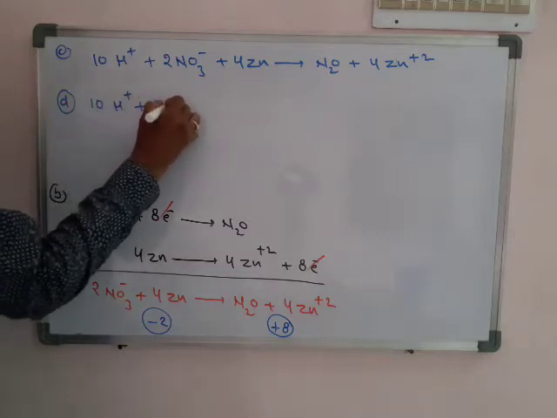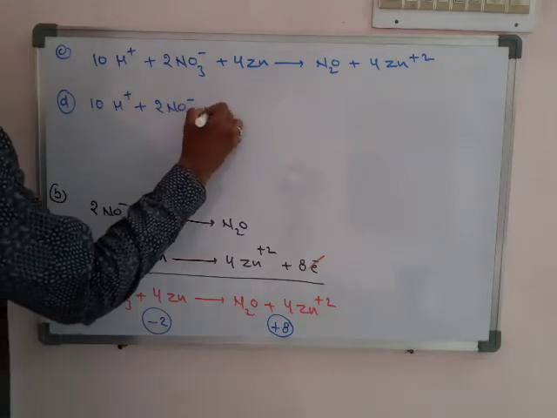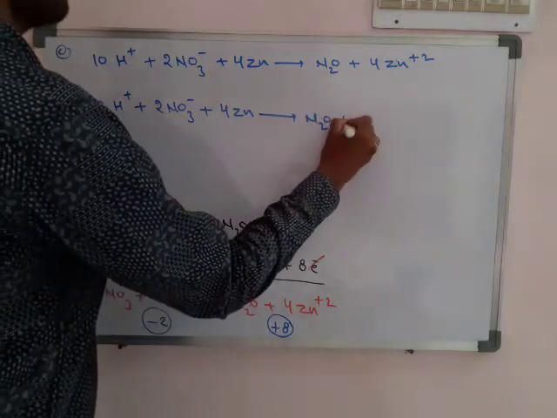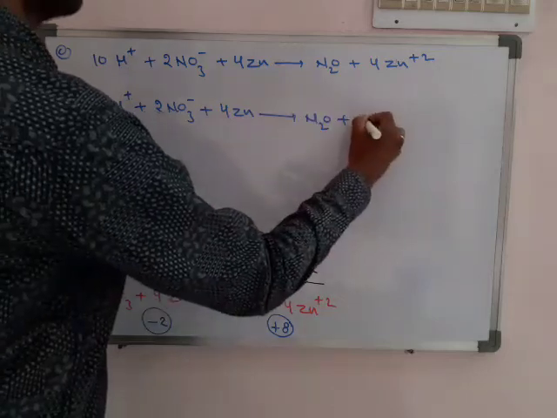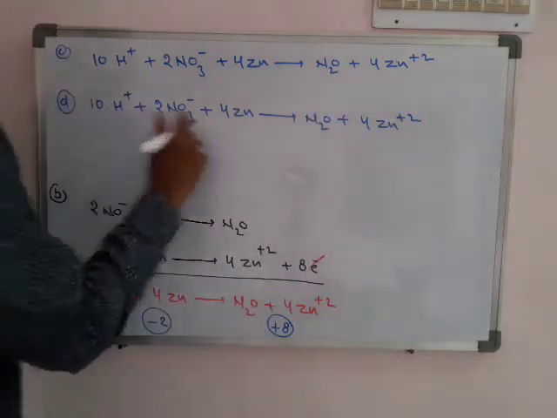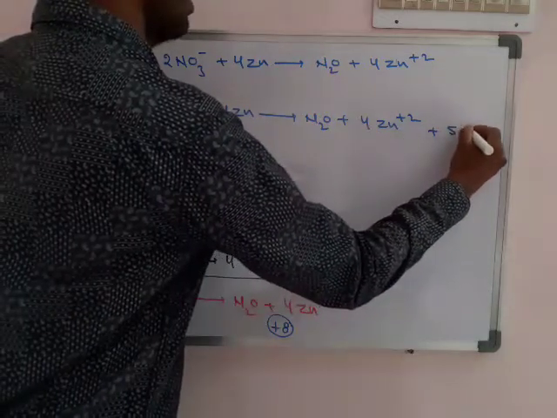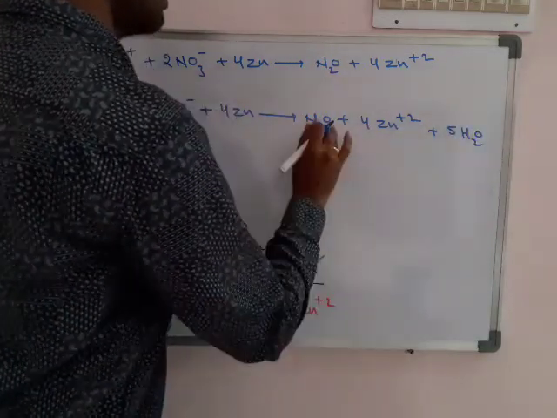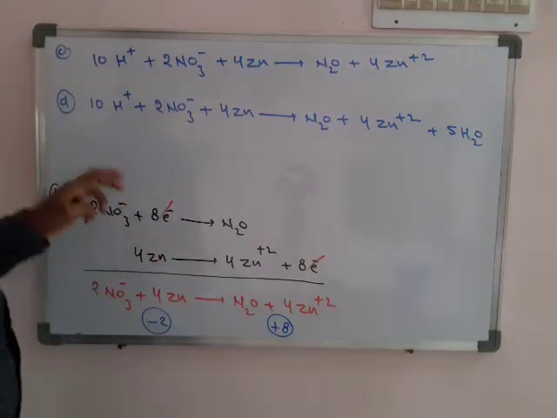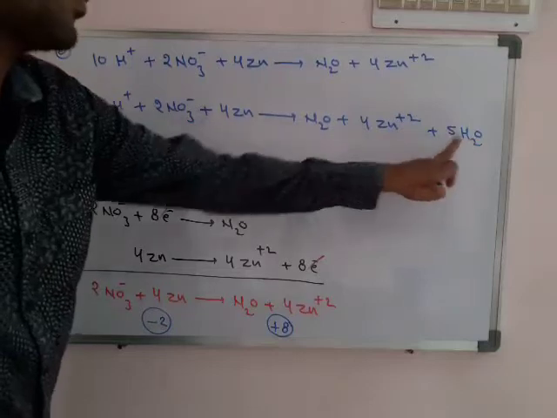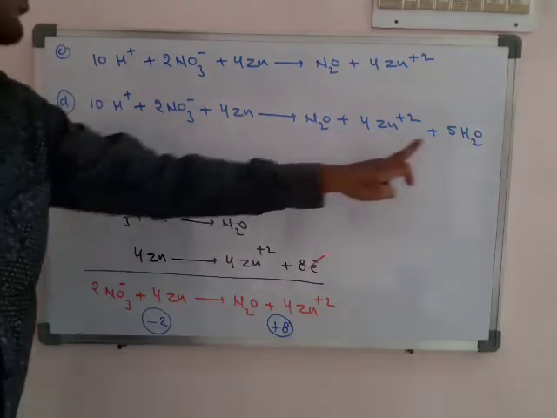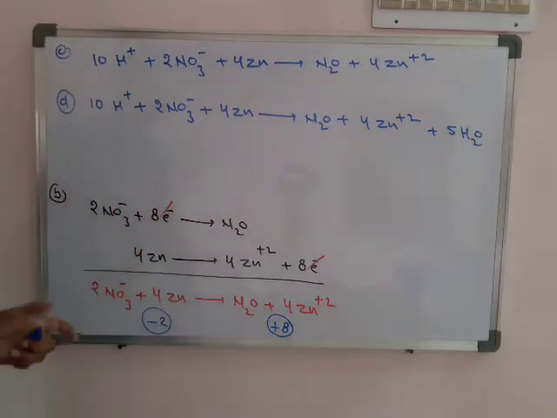10H plus, 2 NO3 minus, plus 4 zinc giving N2O. There is one oxygen on the right side. So on the left side, how many oxygens are there? Total 6 oxygens. That's why I am adding 5 H2Os, which become 5 oxygens, plus 1 here makes 6 oxygens. See, the hydrogens are also automatically balanced: 10 hydrogens, 4 zinc, 2 nitrogen, 6 oxygen, 5 plus 1, 6. So it is a balanced one.